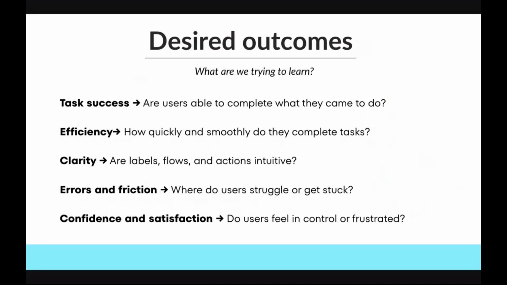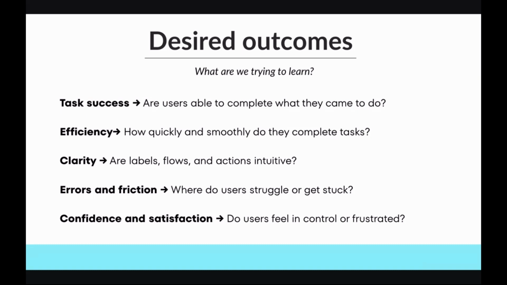When we run a usability test, we're not just asking people whether they, quote unquote, like something. We're looking for very specific outcomes that tell us how well the experience actually works. So, to begin with, the first is task success. Can users complete what they came to do, whether that's signing up, making a purchase, or finding information? Completion here is the baseline. Then, of course, we look at efficiency, how quickly and smoothly they're able to complete that task. Are there any unnecessary steps slowing them down in the process?